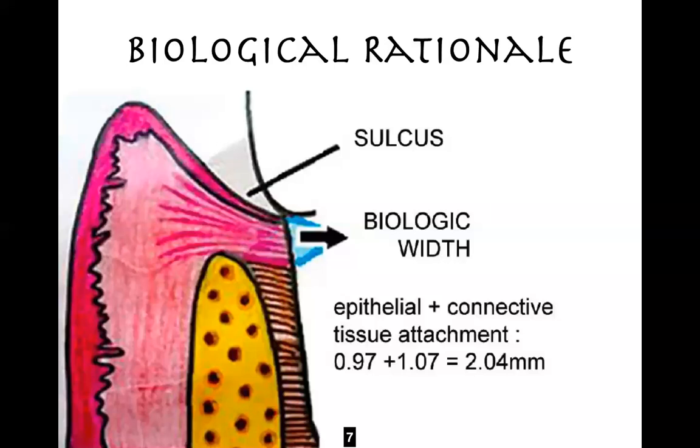Please remember the dimension of biologic width. It is 2.04 mm, which is the dimension of the junctional epithelium plus the connective tissue attachment, which means 0.97 for the epithelium and 1.07 for the connective tissue attachment. This is the normal dimension. Remember this, it can come for your NEET PG exam also: 2.04 mm for biologic width.